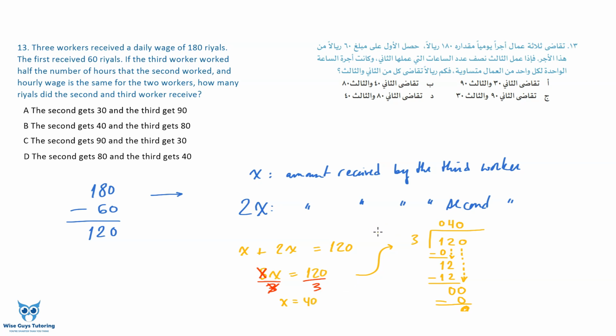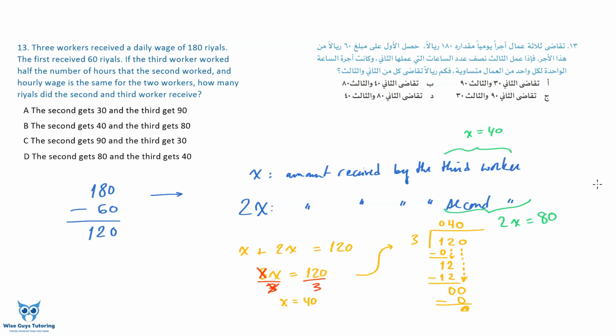Now you always got to ask yourself here, have I answered the question? They ask, how many riyals did the second and third worker receive? If I have found x, well, I've only found one of them. I found the third worker. The third worker got 40 riyals. What about the second worker? Well, he was 2x. 2x means twice as much as this guy. So this guy got 80 riyals.